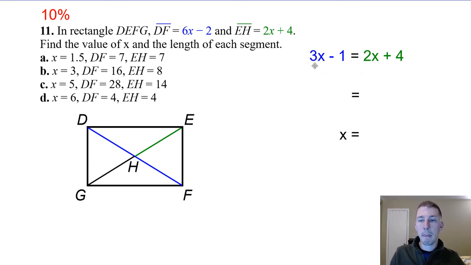It doesn't really matter. So our next step, we're going to subtract 2x, which is nice because that's going to go to x minus 1 is equal to 4. Then we add 1 to both sides, leaving us with x is equal to 5.